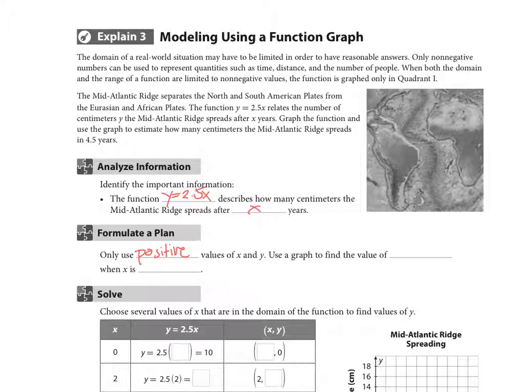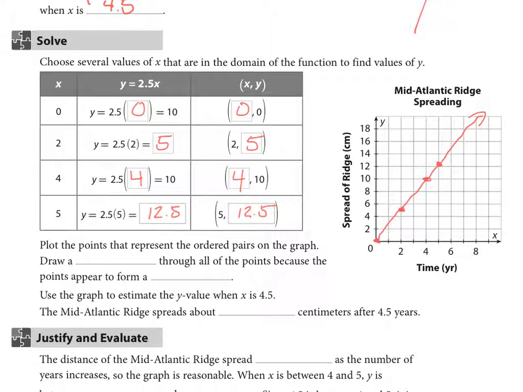Since we're putting positive values in for x, then if I look at my function itself, I have to get positive values for y as well. It says use a graph to find the value of y when x is, in this case, 4.5 years, back up in the problem itself. So now we're going to use our equation to generate points in the table. I've already filled in the table, just repeating the same process we've done before. Again, you could use the calculator, making sure you put the function in y equals, go to your table, look at the values 0, 2, 4, and 5, and it'll generate the y values 0, 5, 10, and 12.5. I've plotted my points over here.